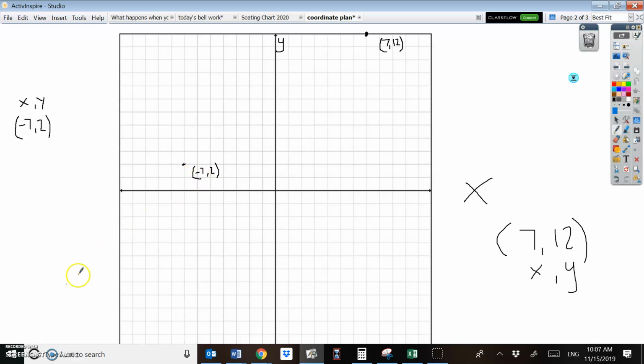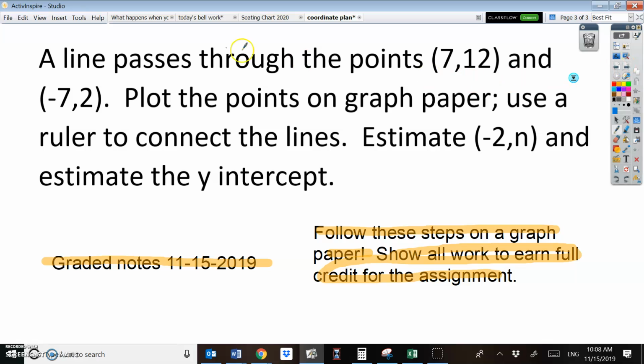Step 1, done. Now let's look at step 2. Plot the points on the graph paper, done. Use a ruler to connect the lines. Connect the lines, it should be ordered pairs right there. That's a mistake I made, I'm sorry. Ordered pairs or points. Okay?